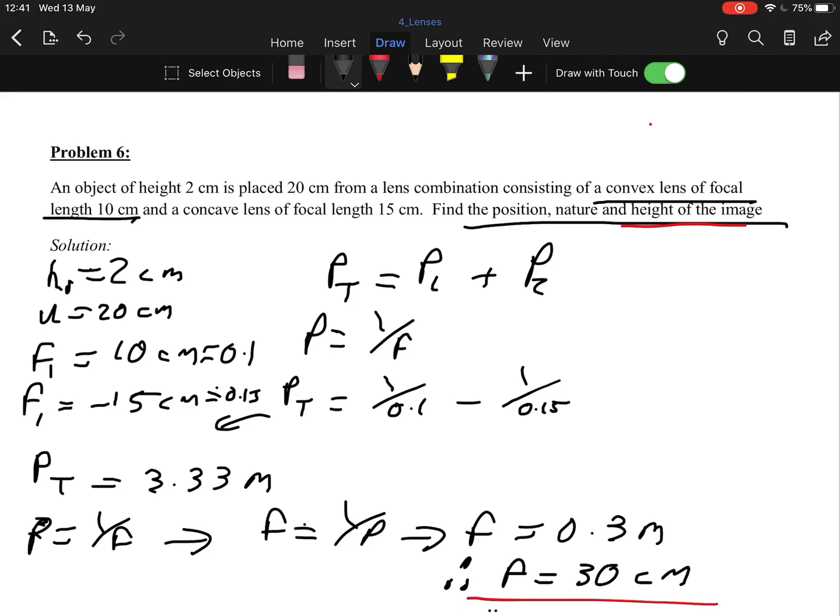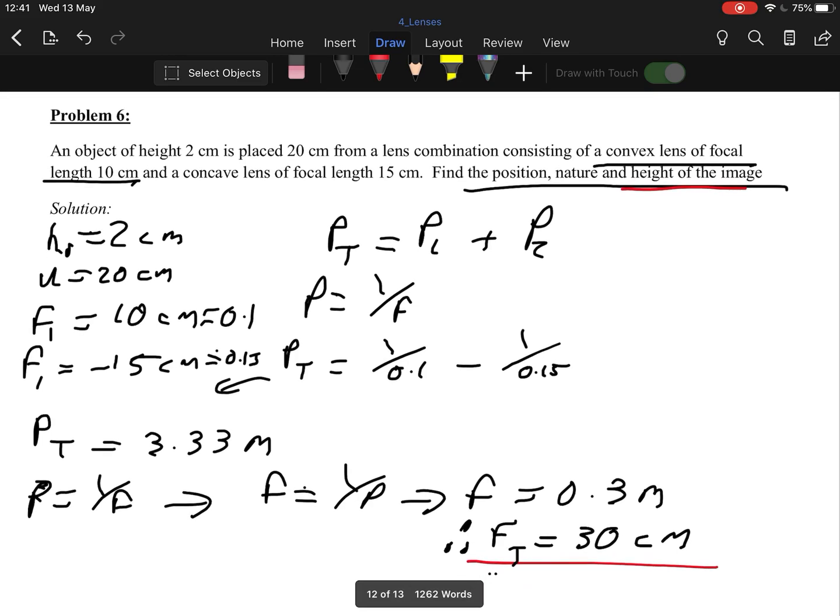Okay, apologies. If you ever see two lenses, you start with this to try to find the focal length. That's the total focal length of the two combined lenses. That should be an F. So the total combination, the focal length of the two lenses in contact, is 30 centimeters.